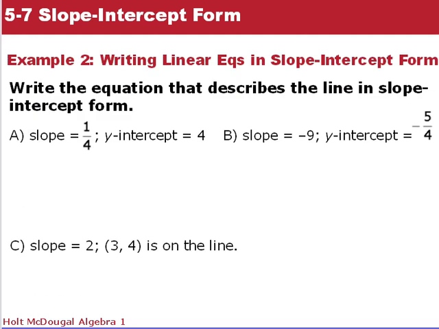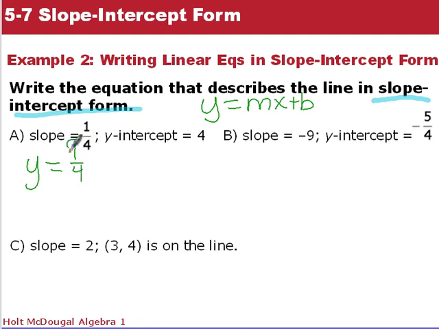So here we have 3 examples. We want to write these all in slope-intercept form. Write the equation of the line in slope-intercept form. Keep in mind, slope-intercept form is in the form y equals mx plus b. So y equals, our slope is 1/4, so this goes in here. x plus our y-intercept is 4, so that goes there. So this becomes our equation, y equals 1/4 x plus 4.